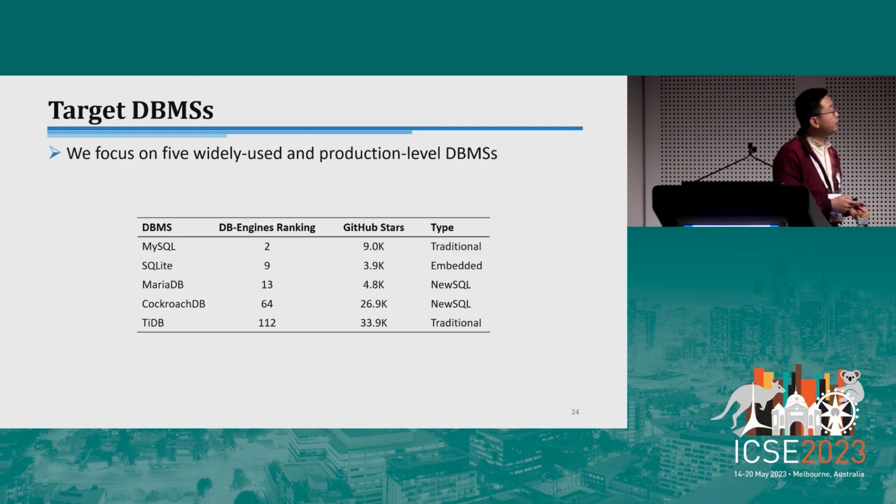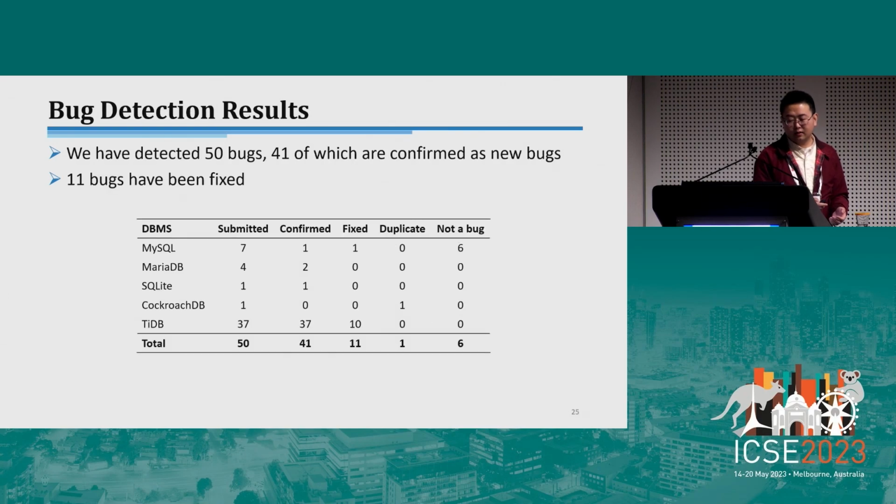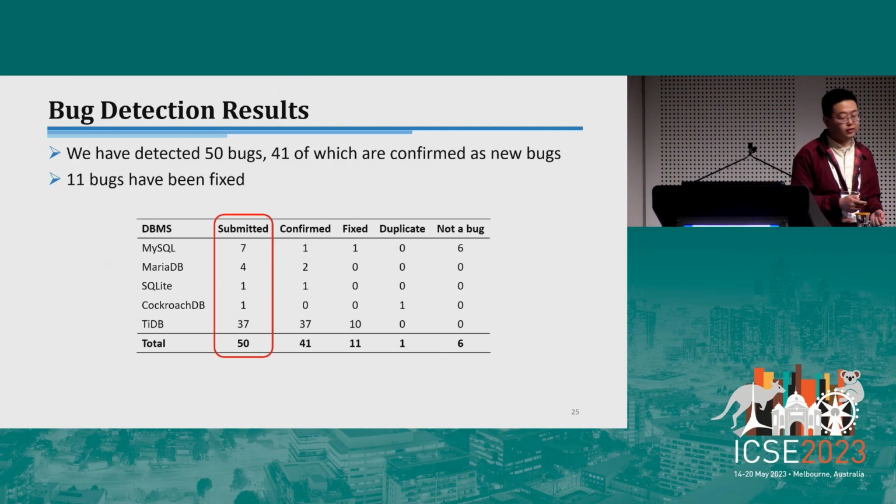We focus on five widely used DBMS. According to the DB-Engines ranking, MySQL, SQLite, and MariaDB are the most popular DBMS. According to the GitHub stars, CockroachDB and TiDB are the most popular relational DBMS. In total, we have found 50 bugs. 41 bugs are confirmed as new bugs, and 11 have been fixed.